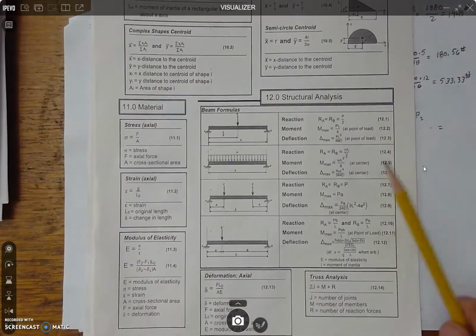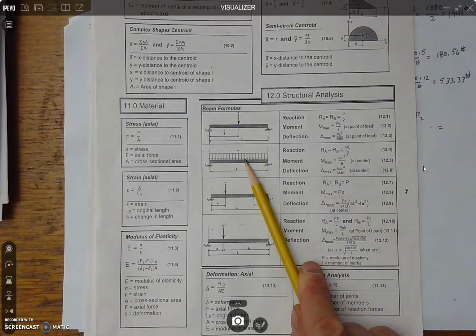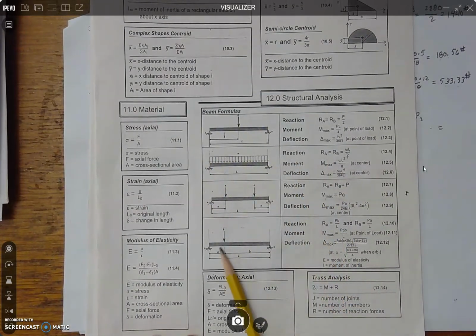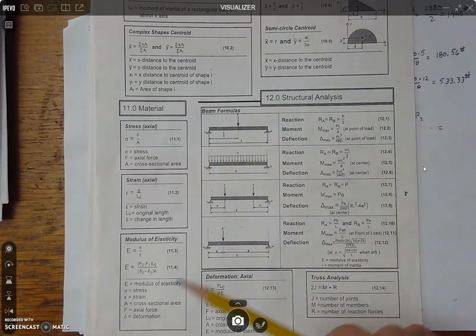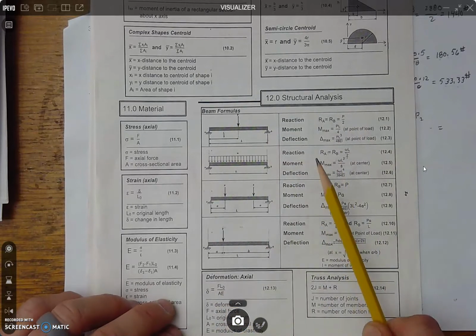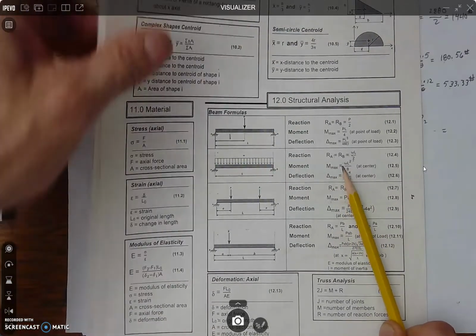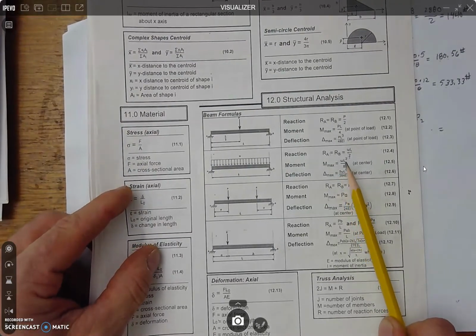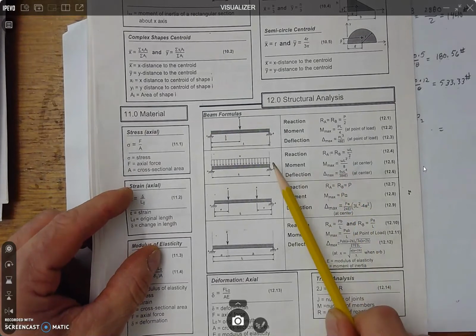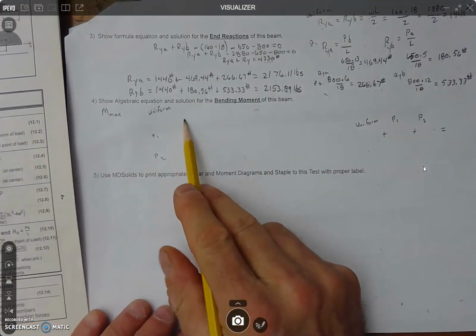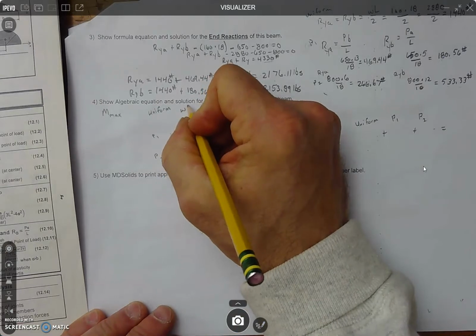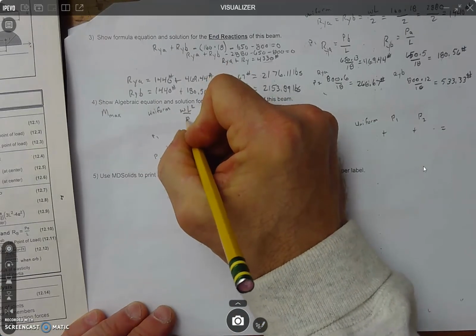Before, when we found our reactions, we used this beam because we had a uniform load, and we did this one twice because we had two concentrated loads at non-symmetrical places. That's what we're going to do again, except we're going to use the moment max formula. For our uniform load, it's WL squared divided by 8. So right here I have uniform. We're going to go WL squared divided by 8.